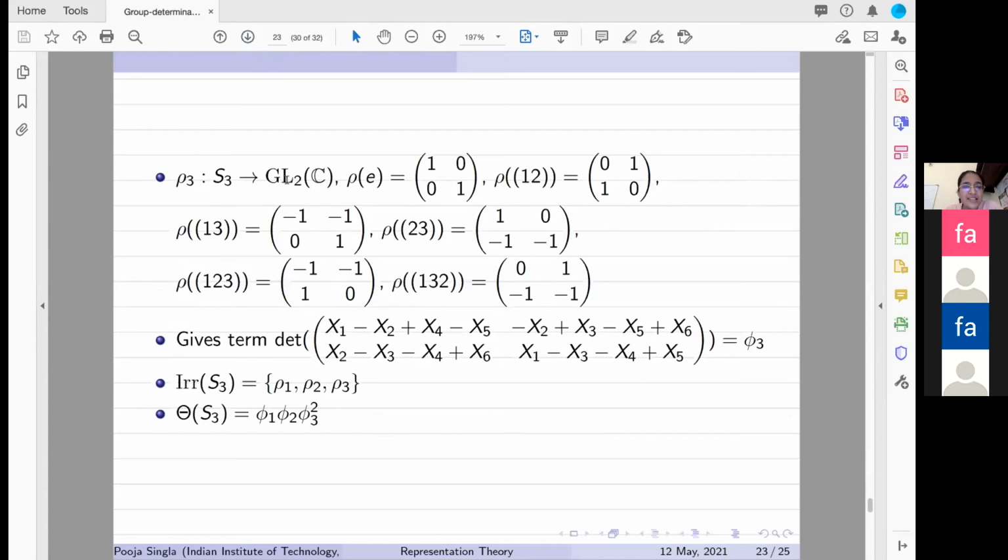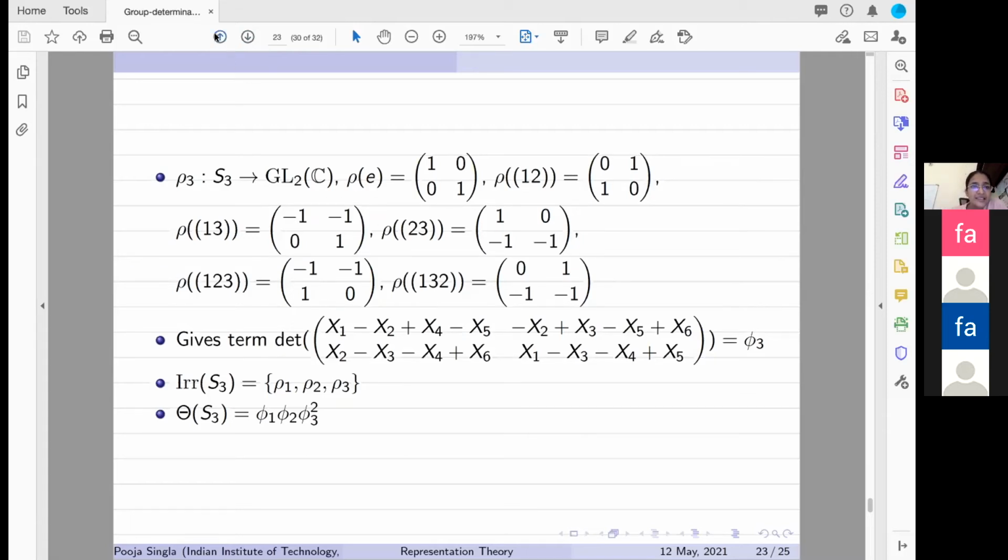It is S3 to GL2(C), which takes the identity element to the identity matrix, (1 2) goes to the matrix 0, 1, 1, 0, similarly (1 3). I've written the matrices here. Of course, that means I know how to do that. There are two things I'm leaving out. One, that it is a group homomorphism. Second, that it is an irreducible representation. These are not very difficult. Once one goes to the definition, it can be done.